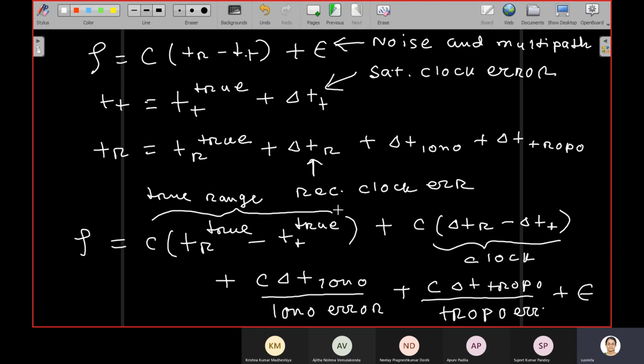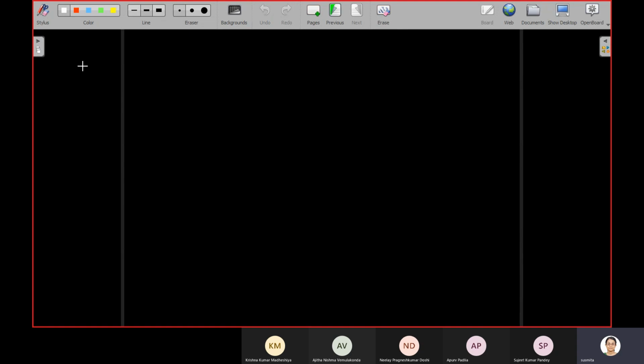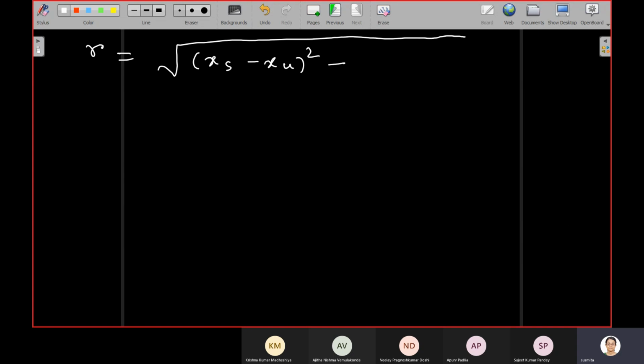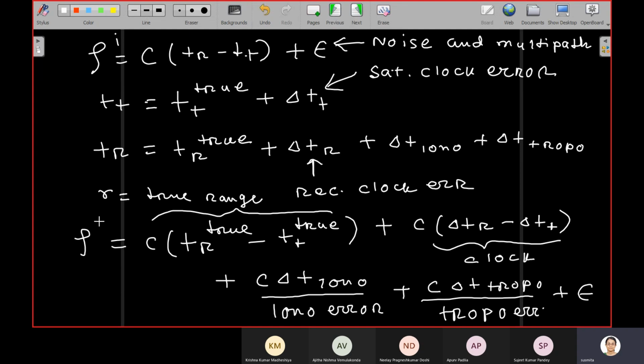So this is the true range, and let's denote this R. And this R is actually a function of satellite and user position. The X, Y, and Z components I am writing. Okay, now if we do it for ith satellite, this will be I.